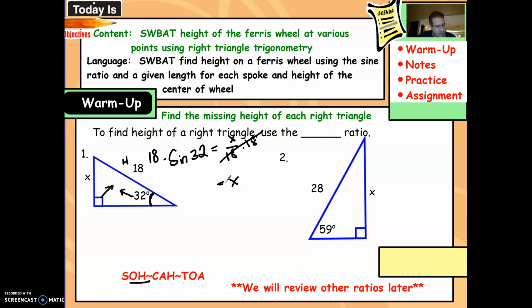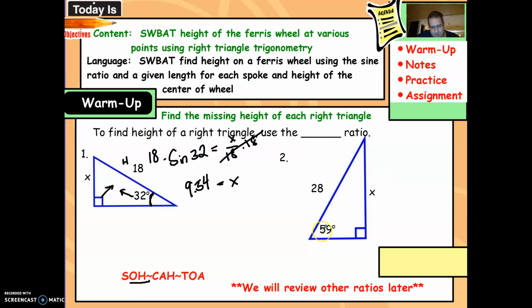I believe radians is actually what it usually is on, so you do have to change it normally. So once again, that's 18 times sine of 32, enter, and that gives you 9.54 rounded to the nearest hundredth.